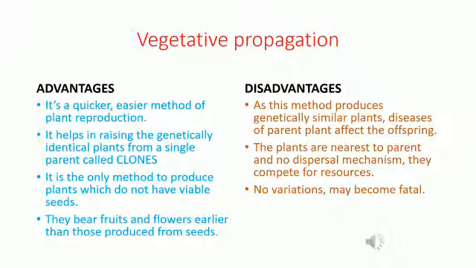Next, what are the disadvantages? As this method produces genetically similar plants, diseases of the parent plant may affect the offspring. So that is the one biggest disadvantage. That's why we have to select a good, healthy variety as the parent plant. Then, as the plants are near the mother plant, there is no dispersal mechanism. Because of that, they compete for resources and a few of them may die.